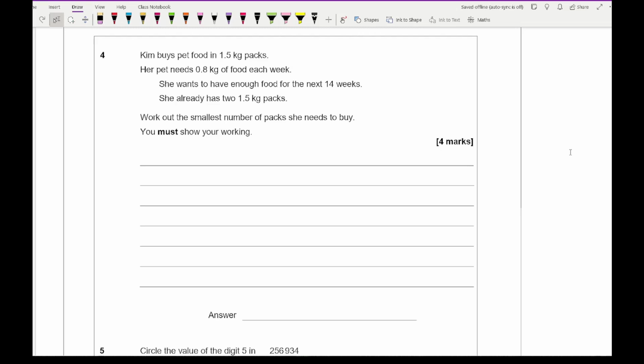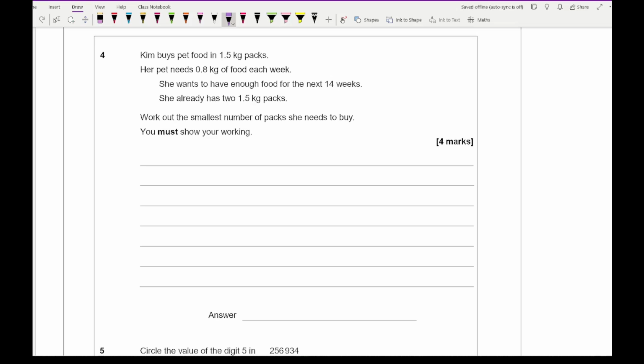Now, this question I would probably assume is going to be a calculator question, although if it was non-calculator, it would be a little bit more challenging and probably a little bit worth more than 4 marks. So for this, first thing we need to do is just make sure that all our units are the same. So here we've got kilograms, we've got no mention of grams, so we're looking good. So first of all, let's work out how much actual pet food this pet needs.